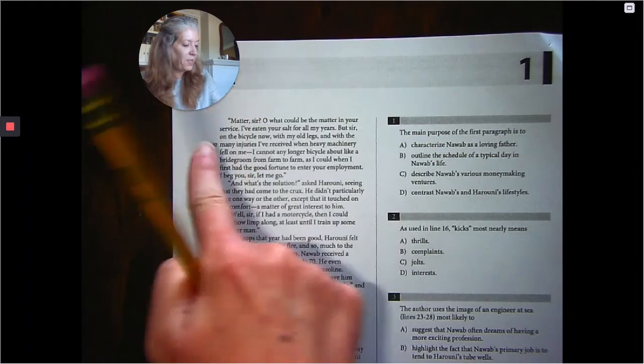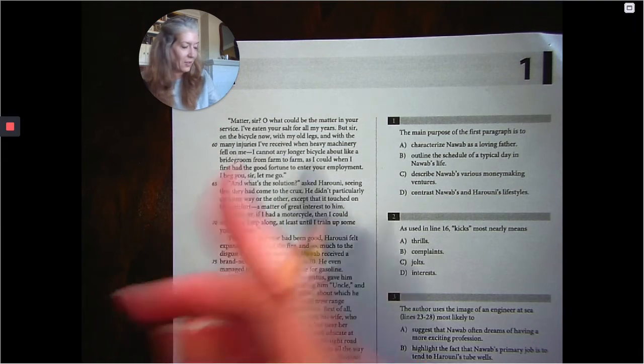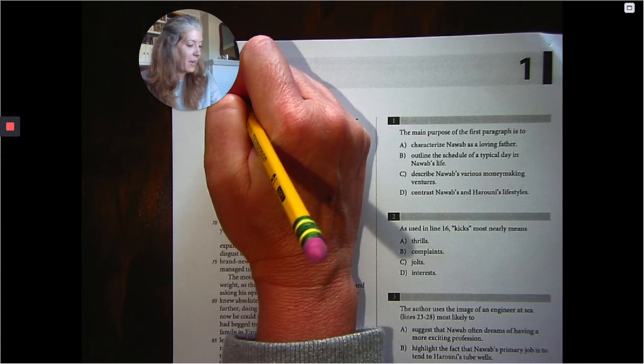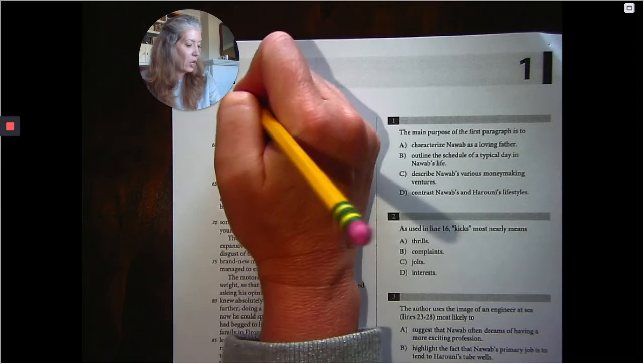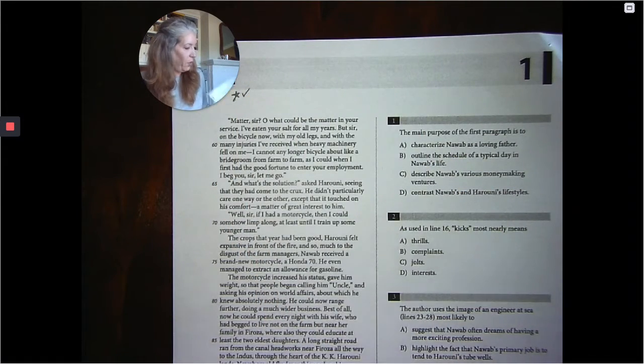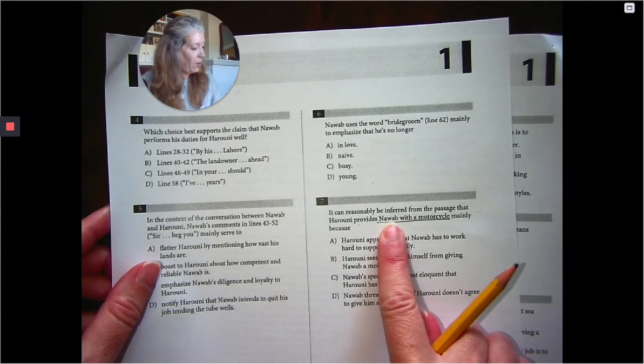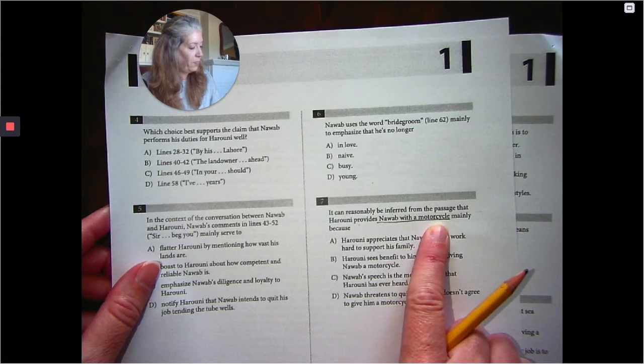I want to leave this space over here because I know there's going to be at least two "most nearly means" questions. But I'll just remind myself to put a star or a check next to when, what are we looking for? Haroni provides Nawab with a motorcycle. So why?